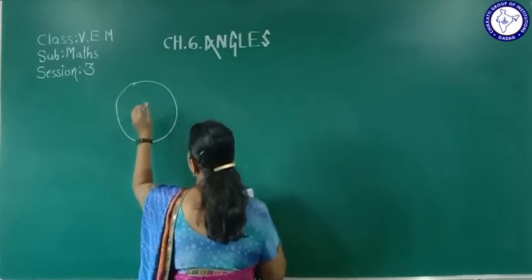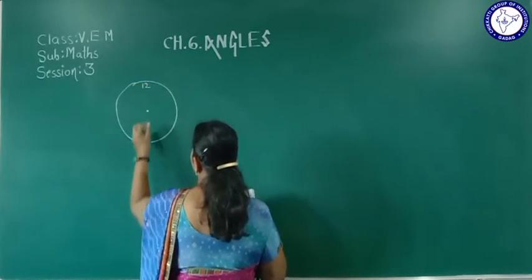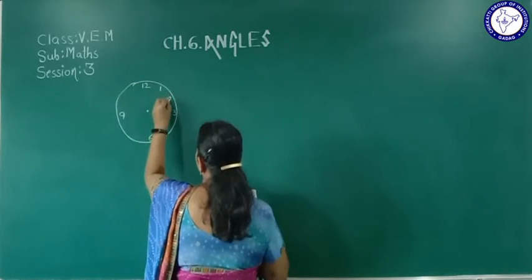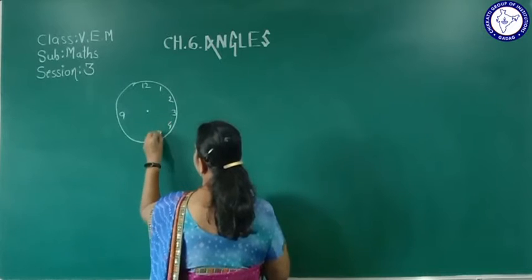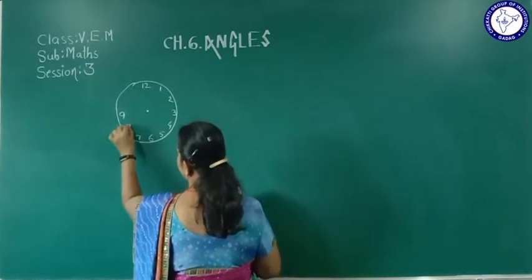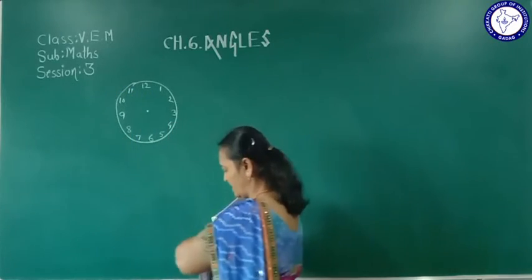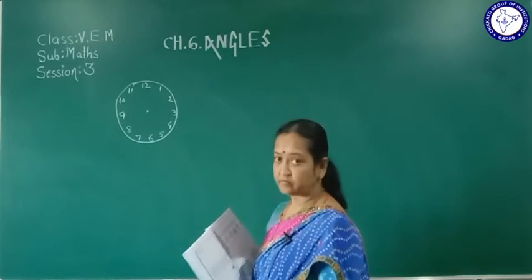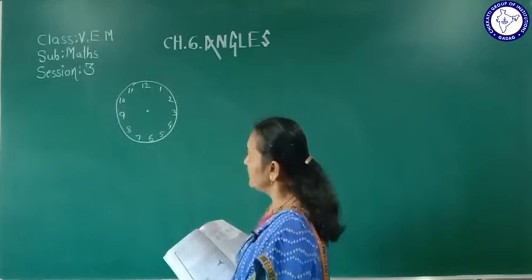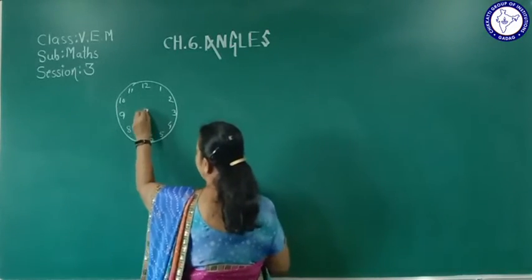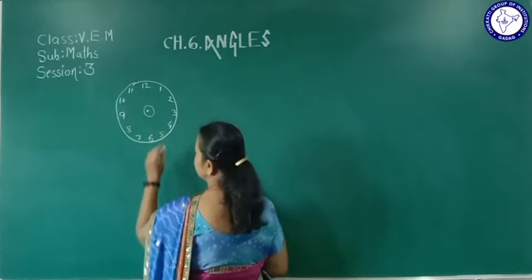So this is the center point. Here we will find 12, 6, 3, 9, then 1, 2, 3, 4, 5, 6, 7, 8, 9, 10, 11 and 12. Now here we have 12 different numbers and we already learned that this full angle is 360 degrees.